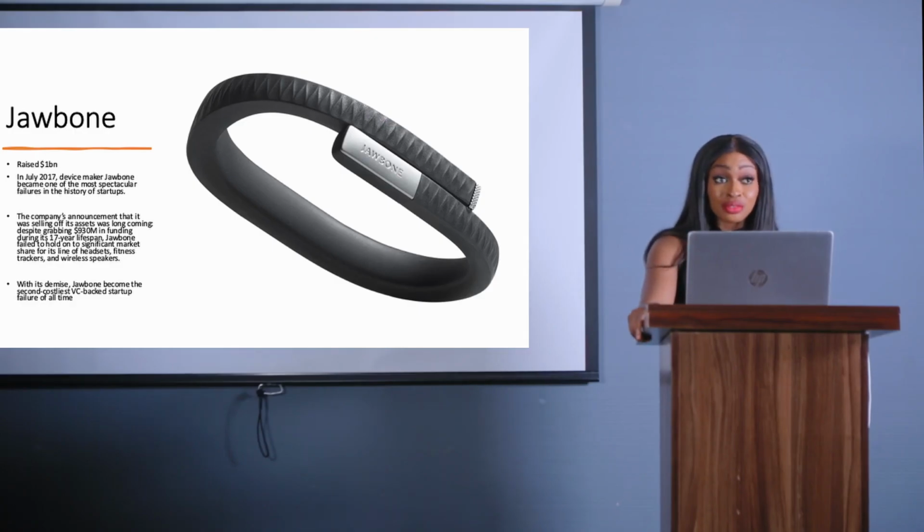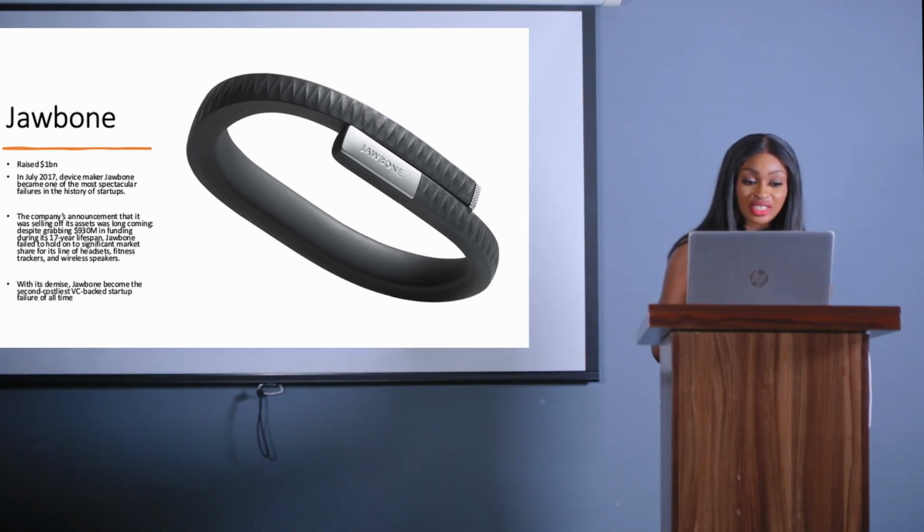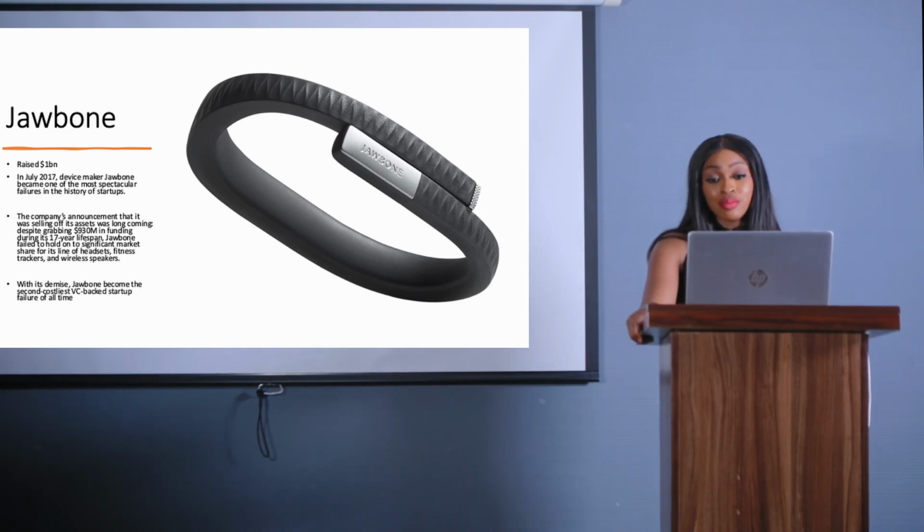So Jawbone was an interesting company, raised almost $1 billion. And if anybody remembers these devices, actually they were quite cool. They were, I think, one of the first sets of these monitoring devices that tell you your heartbeat, that tell you how much exercise you're doing in a day, that came out. So fascinating product. But it became the second costliest VC-backed failure of all time. After raising $1 billion, the company still failed and had to start selling off its assets.